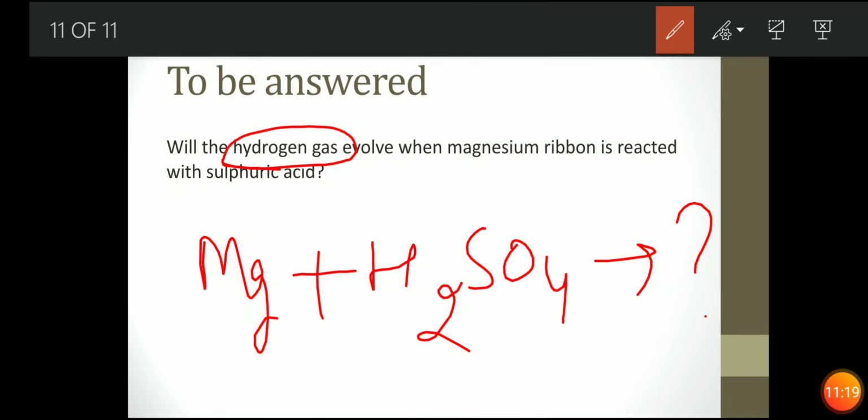And from the previous part, you have the question of why there is a pop sound for hydrogen gas and why oxygen relights the glowing splint. You will all answer these two questions also.